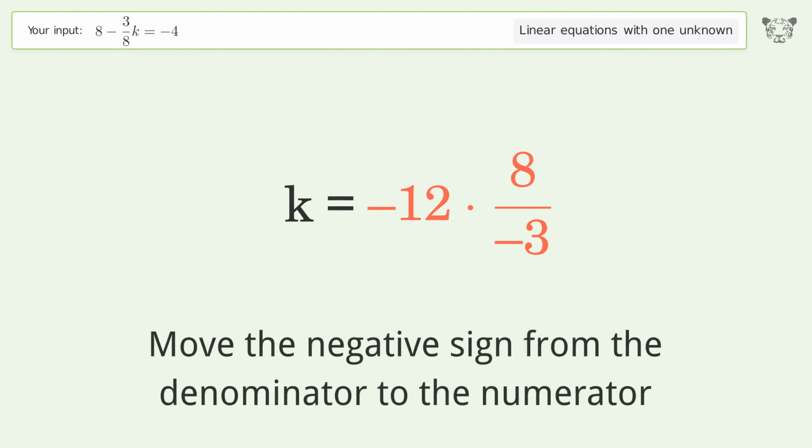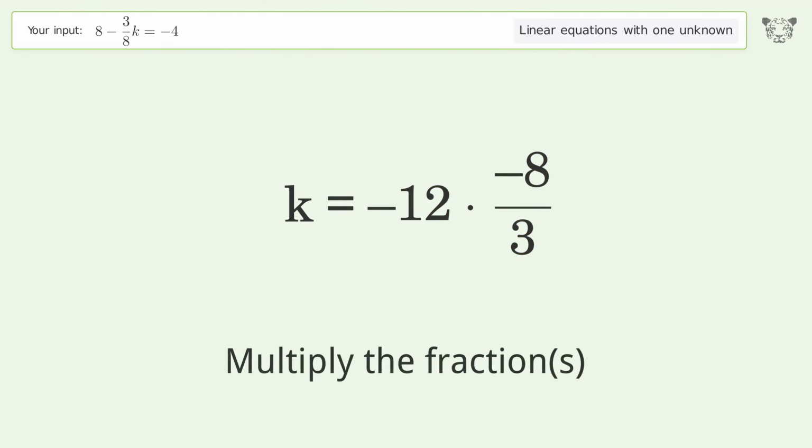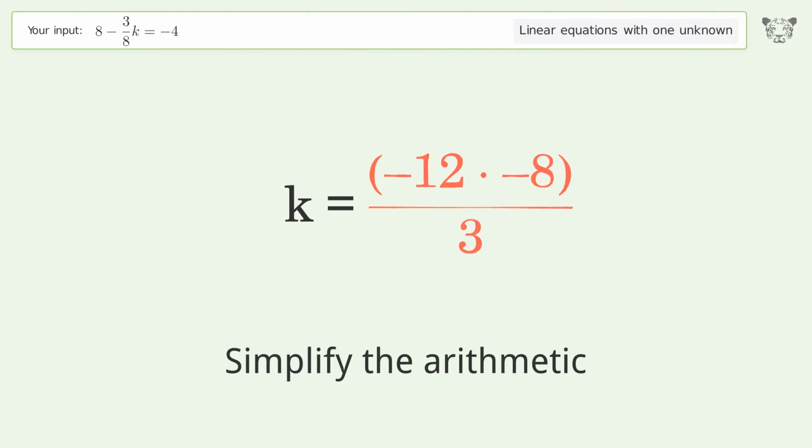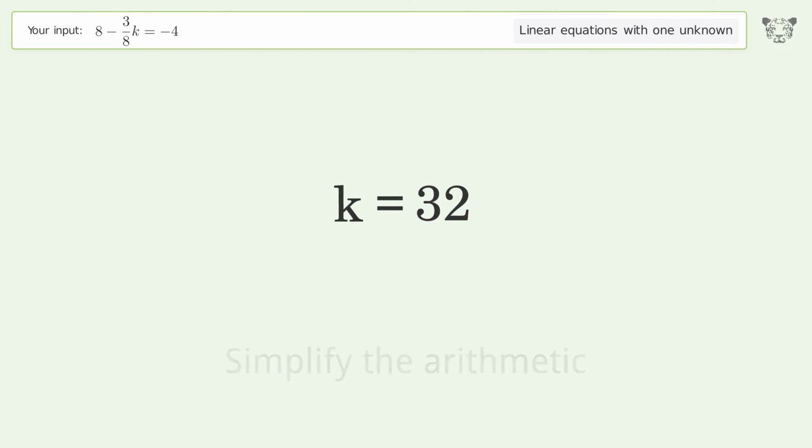Move the negative sign from the denominator to the numerator. Multiply the fractions. Simplify the arithmetic. And so the final result is k equals 32.